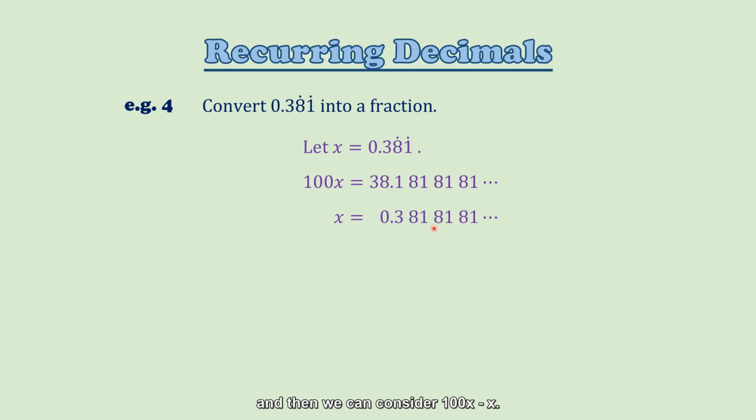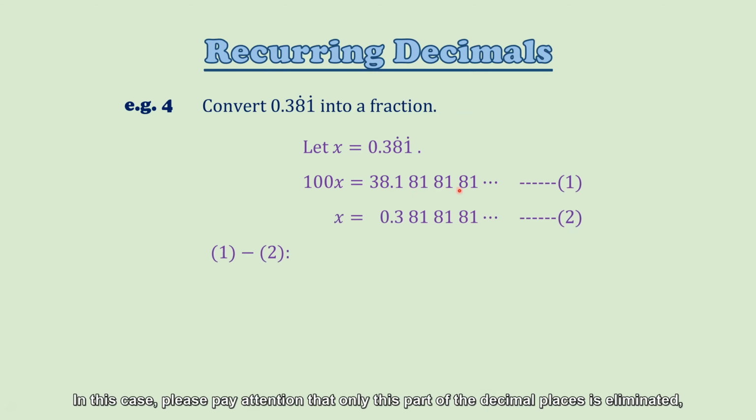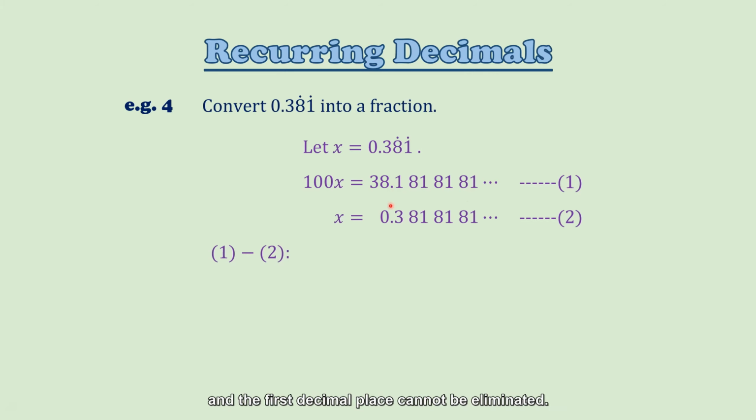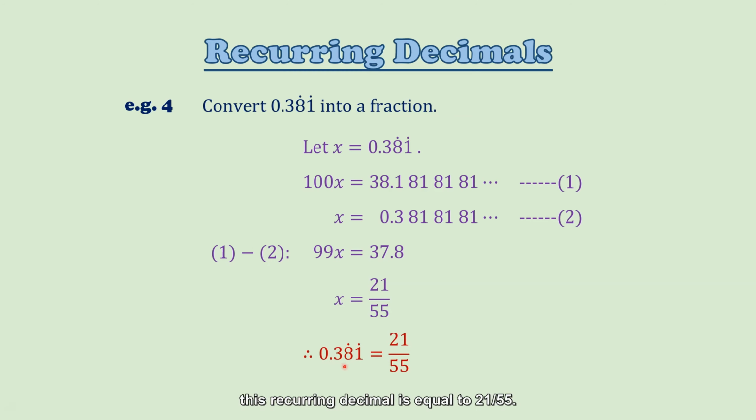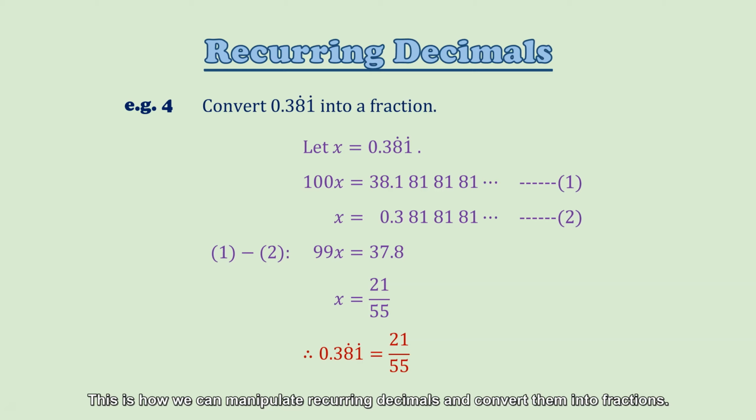And then we can consider 100x minus x. In this case, please pay attention that only this part of the decimal places is eliminated, and the first decimal place cannot be eliminated. Therefore, we should calculate 38.1 minus 0.3. As a result, we can get that 99x is equal to 37.8. As a result, we can solve for x, and therefore we can conclude that this recurring decimal is equal to 21/55. This is how we can manipulate recurring decimals and convert them into fractions.